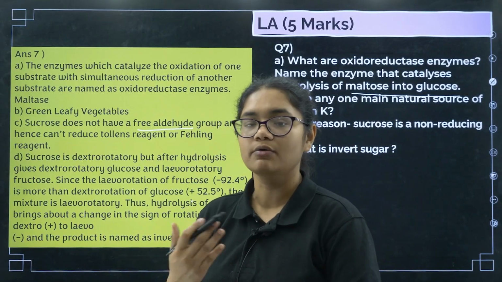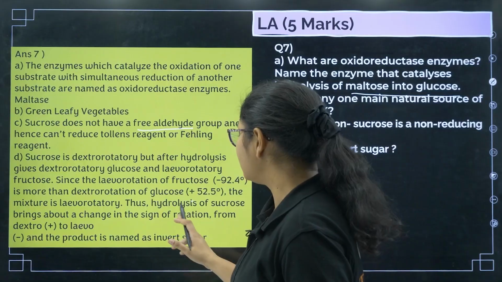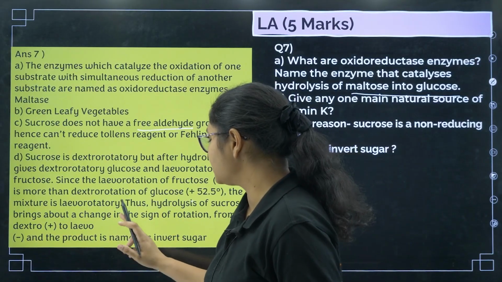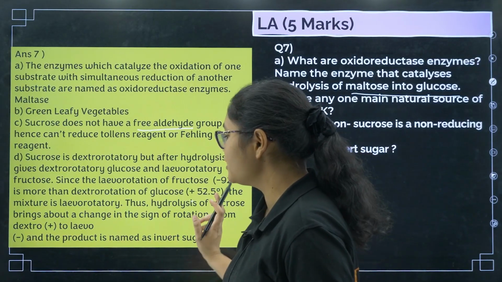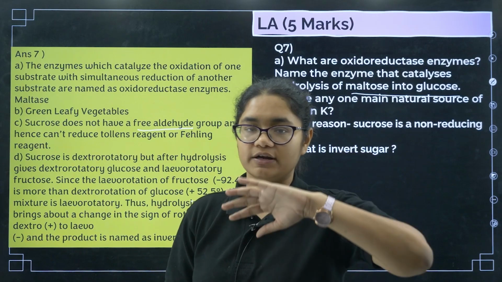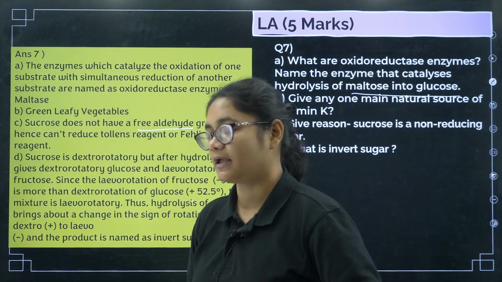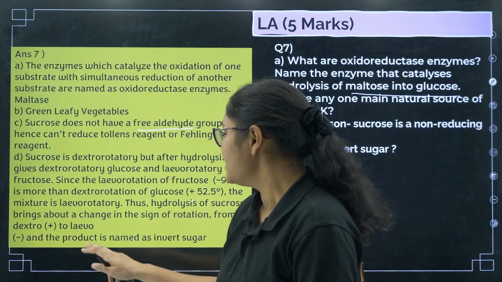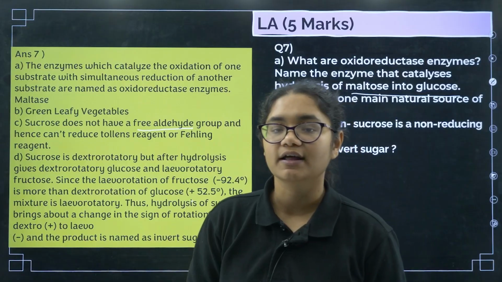Overall, the mixture is now levorotatory. Thus, hydrolysis of sucrose brings about a change in the sign of the rotation from dextro to levo. So originally it was dextro and now it became levo. So there is a change in sign and the product is named invert sugar.